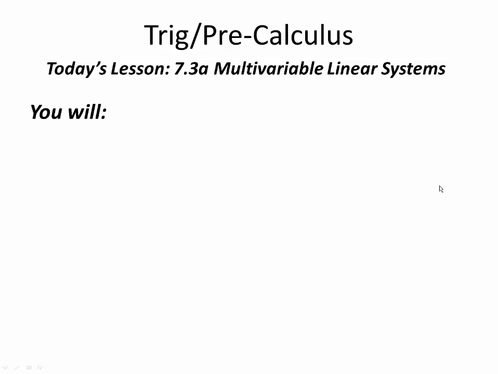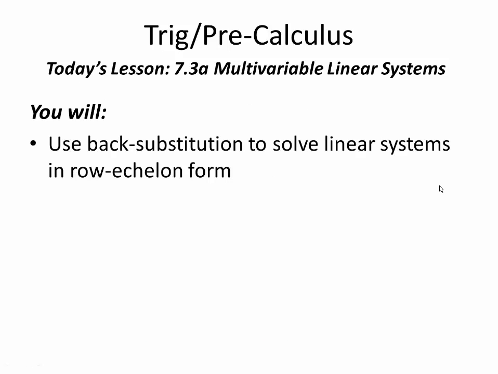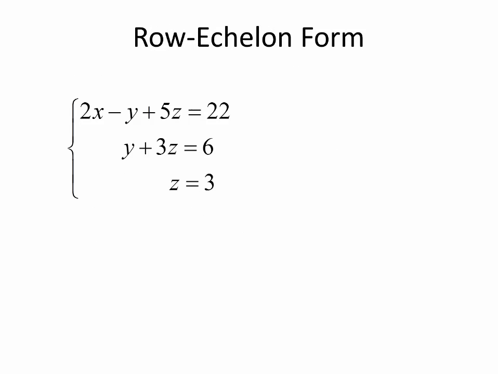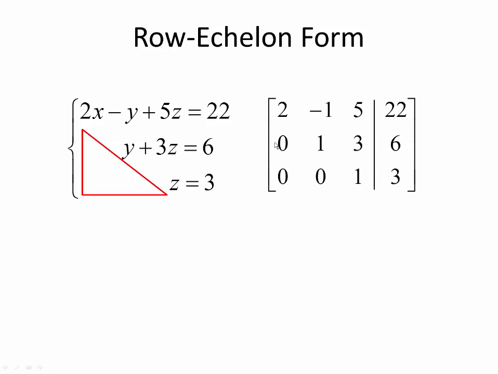All right, in this lesson, you will be using back substitution to solve a linear system of equations in row echelon form. And we will be using Gaussian elimination to solve systems of linear equations. Let's look at our system here. Here's a system. Notice that we have no x's in here and no x's or y's in the third one. This is in row echelon form.